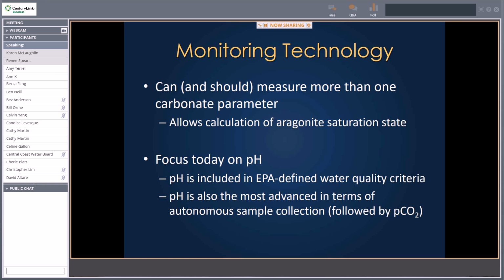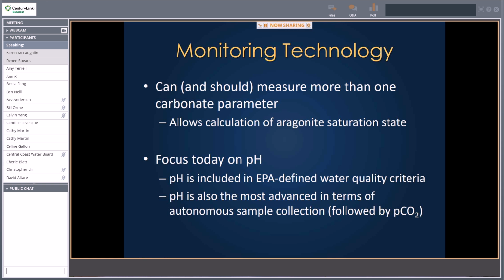Okay, so once you have a plan in place for developing a monitoring program, what should you be monitoring? The first step is often to develop a carbon chemistry monitoring program. Experts agree that you should measure more than one carbonate parameter because basically you can measure any two of four carbonate parameters and calculate aragonite saturation state and thereby characterize the entire carbonate chemistry for your local waters. But most people recommend measuring more than one parameter.